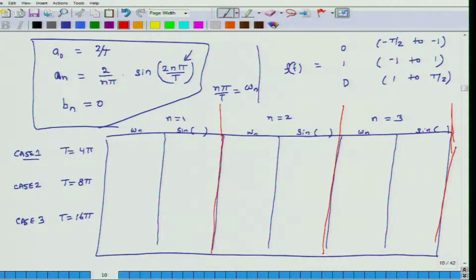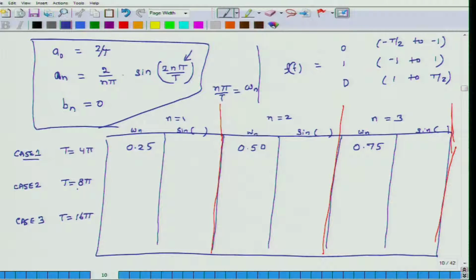Okay. So when t equals 4 pi, time period is 4 pi, and n equals 1, I can calculate n pi over t, and what I get is this value as 0.25. N pi over t is 0.25. When n is equal to 2 and t is equal to 4 pi, I get this value as 0.50. And when n is equal to 3 and t is equal to 4 pi, I get this as 0.75. Okay. Next, let's look at this 8 pi row.